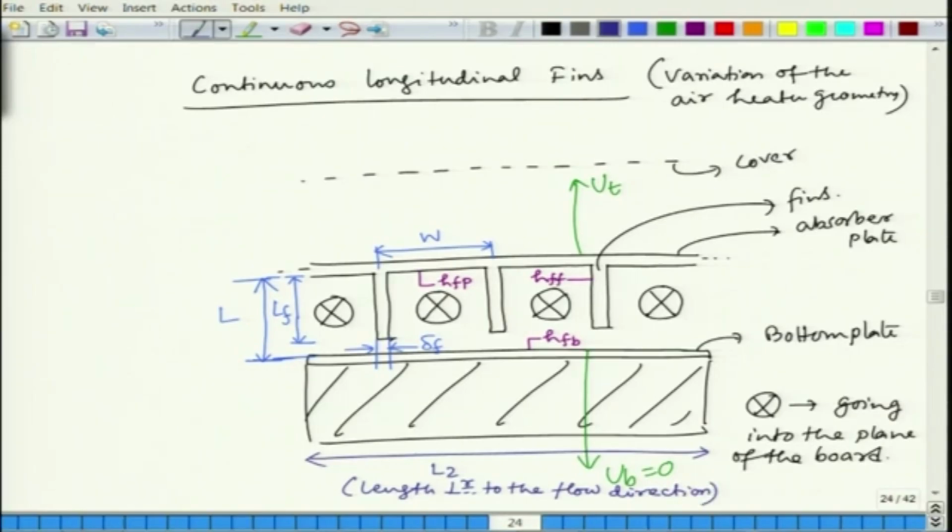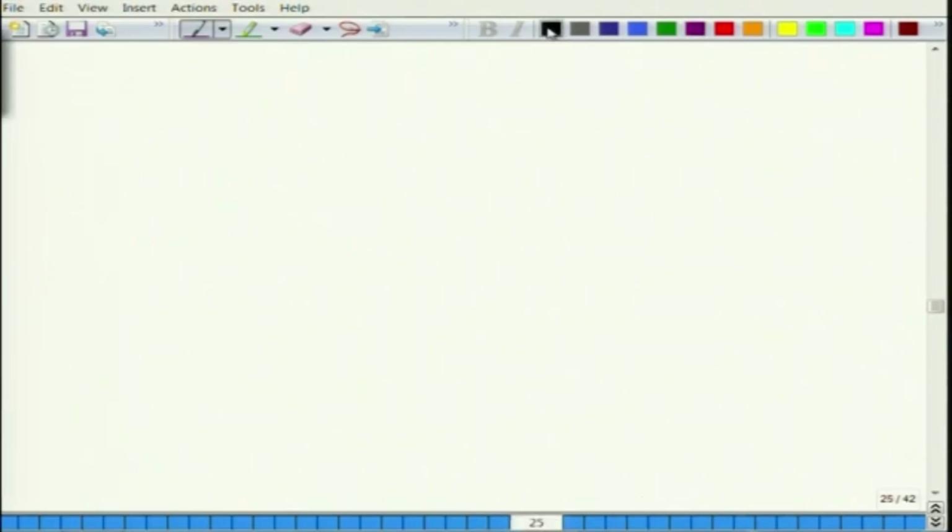Okay. And along the flow direction, let us say the length is L1. So, this symbol is again giving you the length along the flow direction. L1 is the length along the flow direction. Okay. So, now we will do the analysis, but we do not have to go through each individual step, it is very similar. So, I will go a little bit quickly.